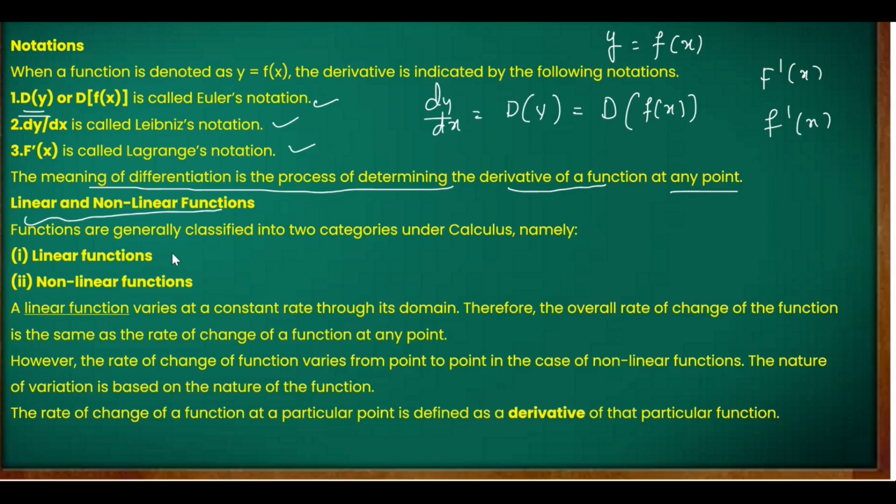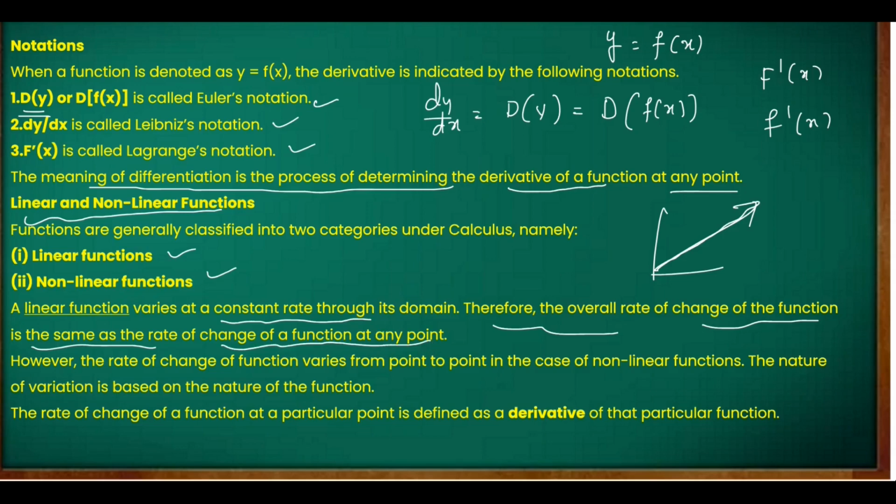Linear and non-linear functions we have. What is a linear function? It varies at a constant rate through its domain. So if people know the linear graph, how it looks, it varies constantly like this. That is linear. Therefore, the overall rate of change of the function is the same as the rate of change of the function at that point. So here the overall rate will be the same.